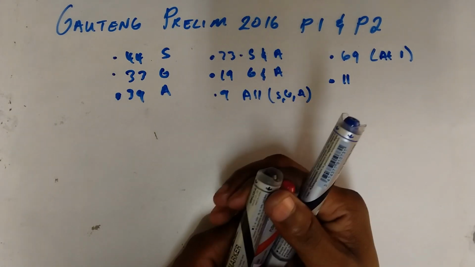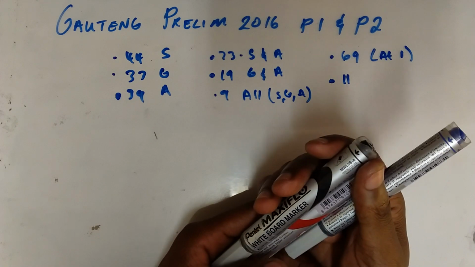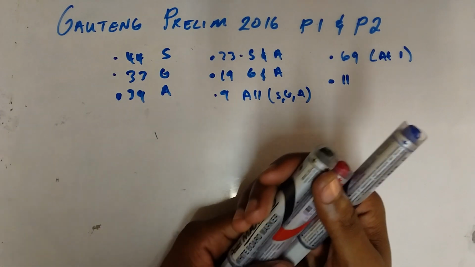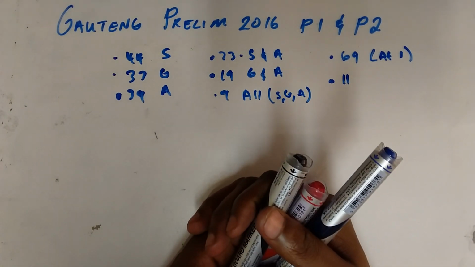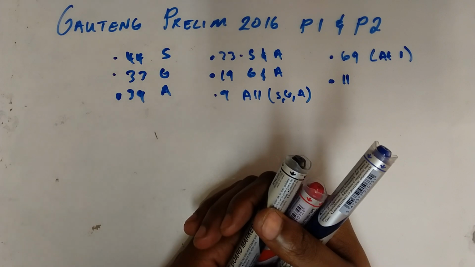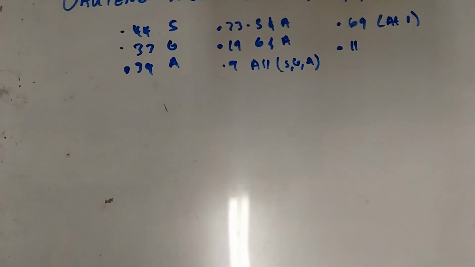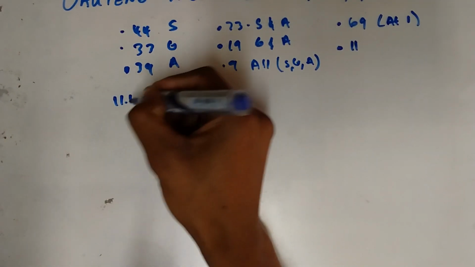The first question says: let the number of participants in both swimming and gymnastics but not in athletics be represented by X. Draw a Venn diagram to represent the survey. This is a beautiful question actually. Let's do 11.1.